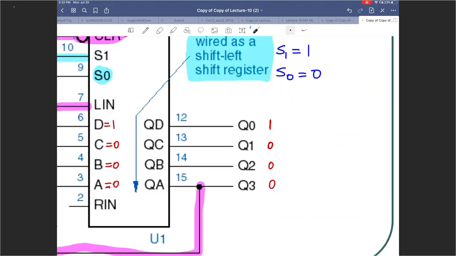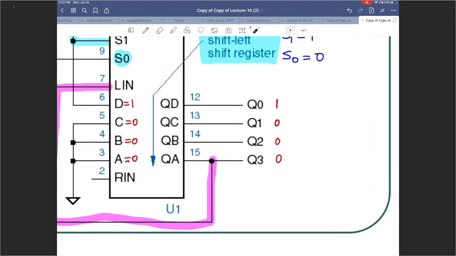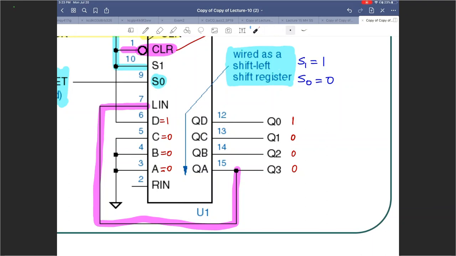So let's see what's going to happen. After we make that change for the mode, we have now set S0 to 0. After the next positive edge of the clock, what is going to happen? What is Q0 going to be after the next positive edge of the clock? Anyone? We have set it now as a left shift register. You know the current values of Q0, Q1, Q2, Q3. After the next positive edge of the clock, what is going to be Q0?